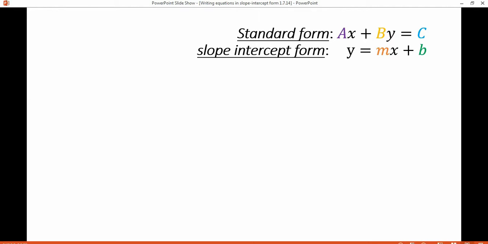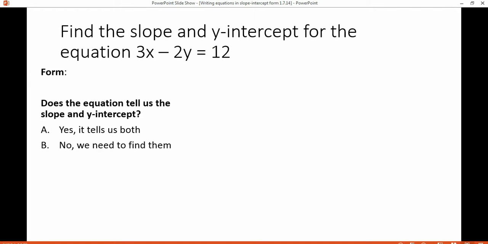Slope-intercept form is y equals mx plus b. So this question is asking us to find the slope and the y-intercept for the equation 3x minus 2y equals 12. We see that y is not by itself, and that's what we need for slope-intercept form. We have that form, ax plus by, or minus by, plus negative by, is equal to c. So this is standard form.